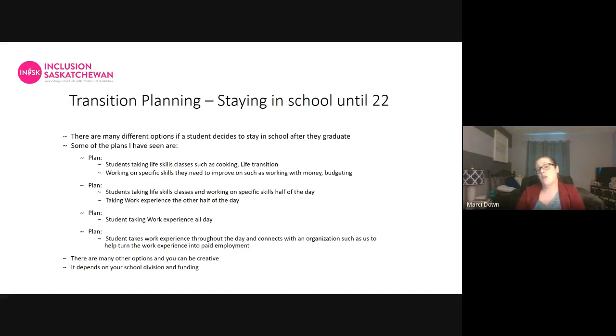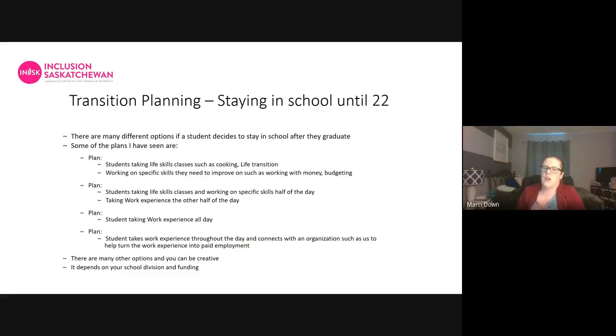And then we've also had students that have done work experience, and as soon as it's ready to turn into paid employment, they've contacted us or another organization to take over and help with those supports when the employment is paid. So we've seen lots of different options.